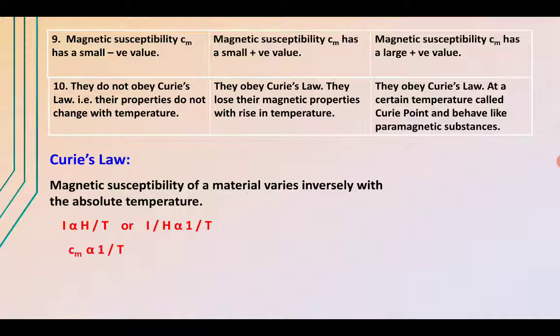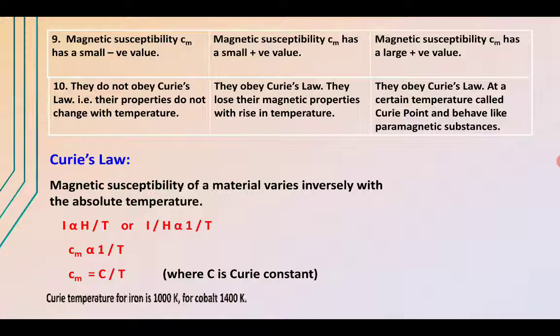So susceptibility is proportional to 1 by T, and if we remove the proportionality sign, we have a constant of proportionality. Magnetic susceptibility is equal to C divided by the absolute temperature, where C is the Curie constant. The Curie temperature for iron is 1000 Kelvin, for cobalt it is 1400 Kelvin, and for nickel it is nearly 600 Kelvin.